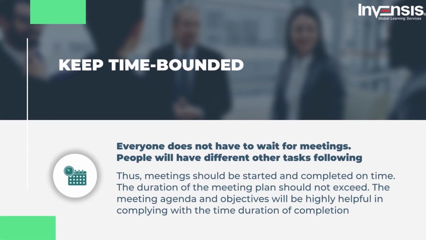Next, the sixth technique is to keep time bounded. Not everyone is only based on meetings. People will have different other tasks following. Thus, meetings should be started and completed on time. The duration of the meeting plan should not be exceeded. The meeting agenda and objectives will be highly helpful in complying with the time duration of completion. The delay of the meetings is avoided by following the plan.